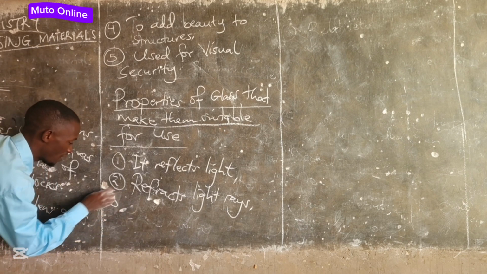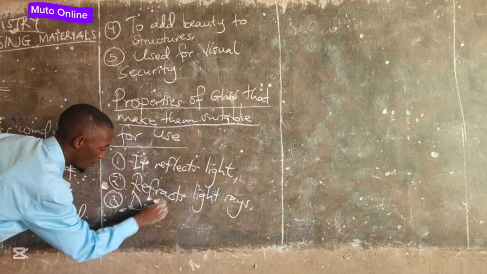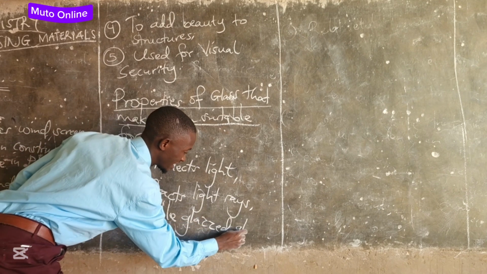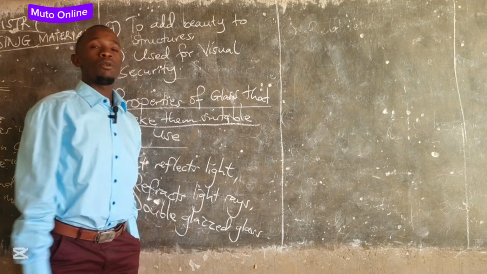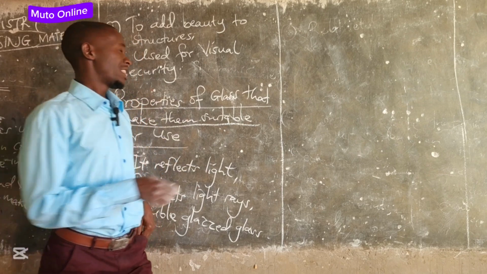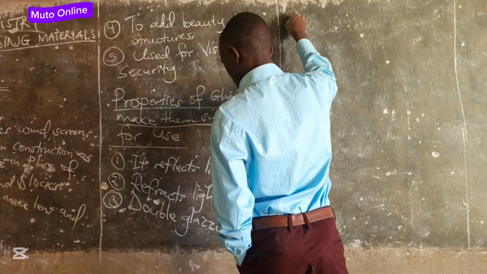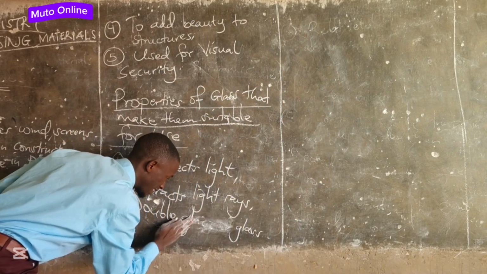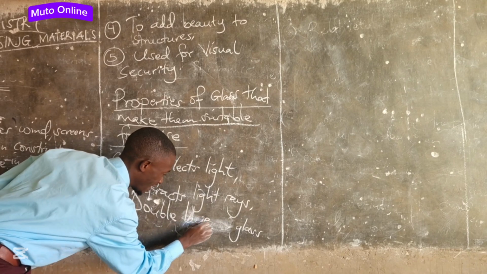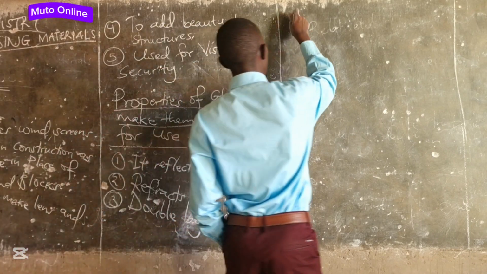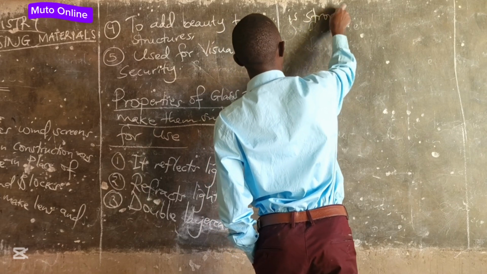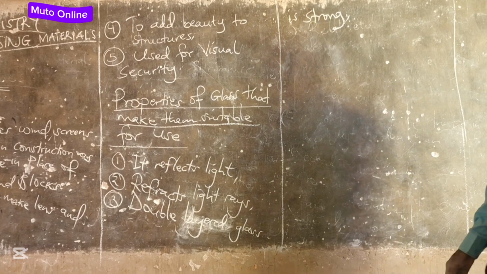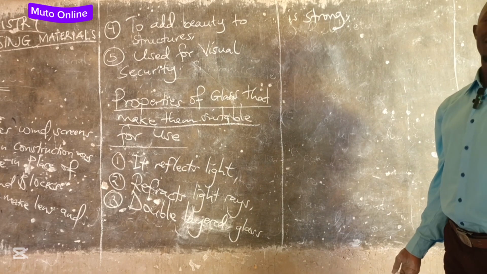We've ever heard of double glazed glass, where it is made up of more than one layer. The double glazed glass, or the double layered glass, let's call it layered glass. The double layered glass is strong. This makes it good for construction because it cannot break easily.